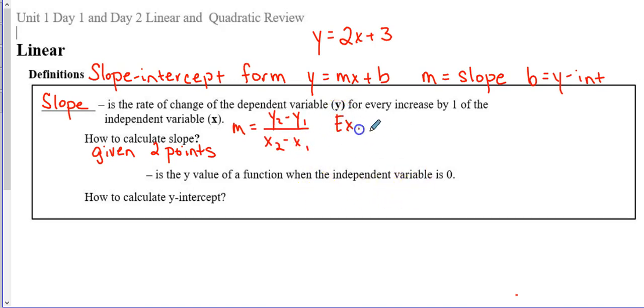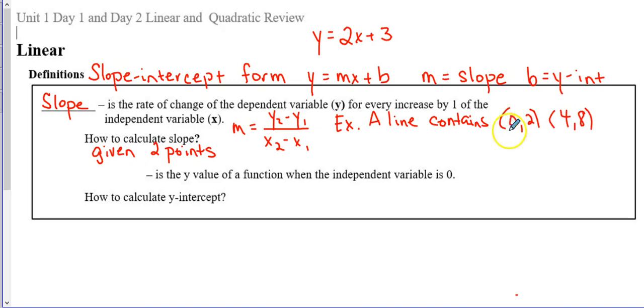Let's put an example right here. You might have to write really small. Let's say we had a problem that says a line contains these points. Let's do ordered pair 0, 2 and ordered pair 4, 8.